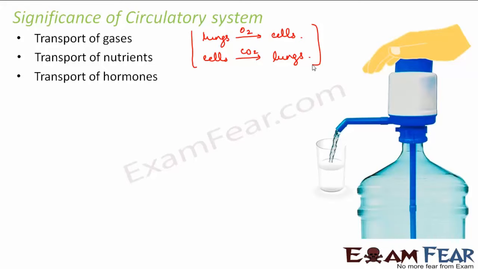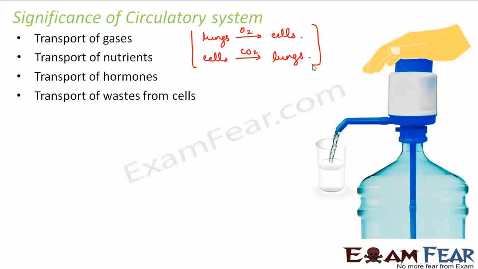Transport of hormones. There are so many hormones inside our body, right? So those hormones also need to be transported to different body parts, because hormones have some specific function of their own. We have so many hormonal traits, like the male hormones, the female hormones, which give rise to characteristics in a person. So these hormones also need to be transported to different body parts.